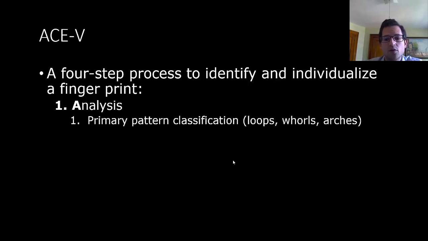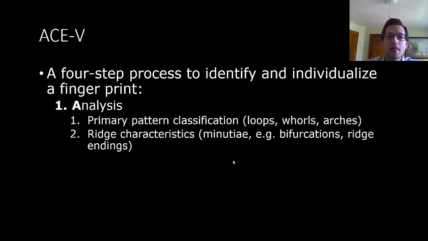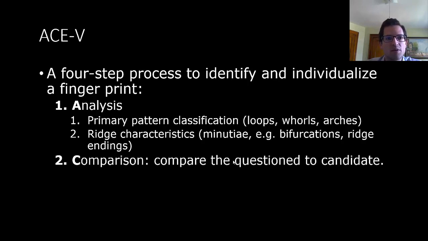This falls into two subdivided processes. First is the primary pattern classification. So this is looking at the very general pattern that we can see in the fingerprint. Those are loops, whorls, and arches. After we've done that, we analyze the ridge characteristics, also called minutiae. These are things like ridge bifurcations and ridge endings, and we'll talk about this in more detail momentarily.